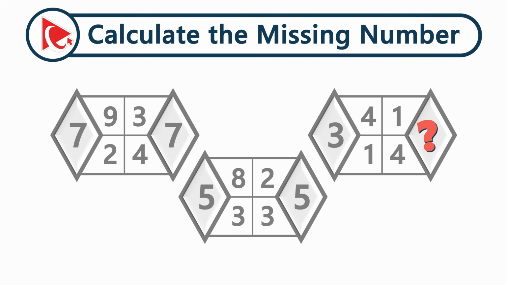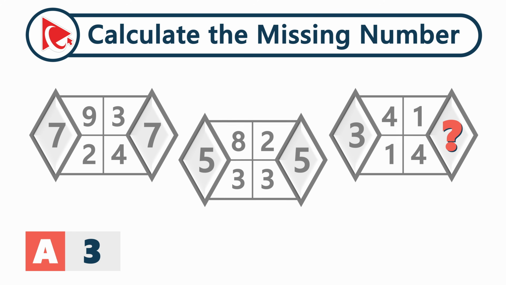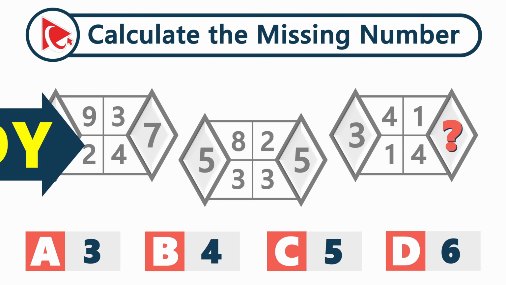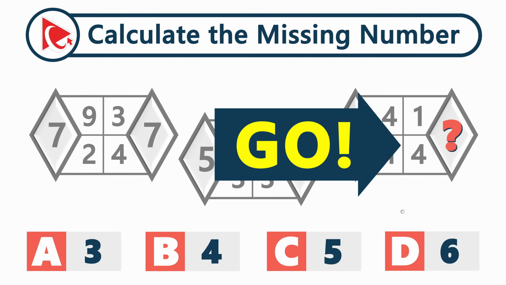And then the missing number is in the right diamond, which you need to calculate and select as one of 4 possible choices. Choice A, 3, choice B, 4, choice C, 5, and choice D, 6. Take your time to carefully think through this problem, come up with the most creative solution, eliminate the wrong choices, and double-check your final answer. Ready, set, go!